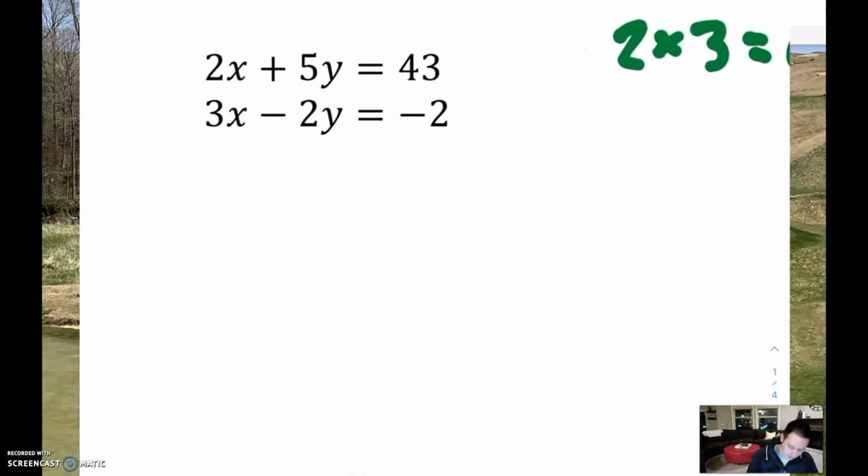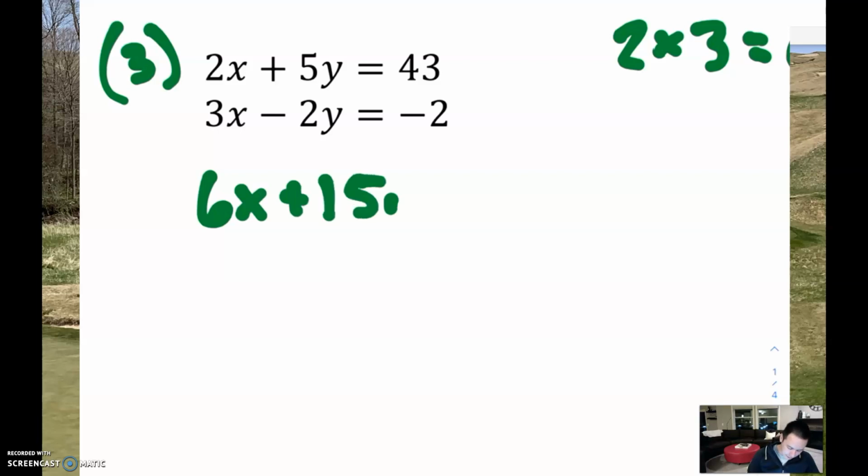I'm going to take the top row, and we're going to multiply it by a 3. And we're going to multiply that 3 to the entire row. So 3 times 2x is 6x. 3 times a plus 5y gives us plus 15y. And 3 times 43 gives us 129.